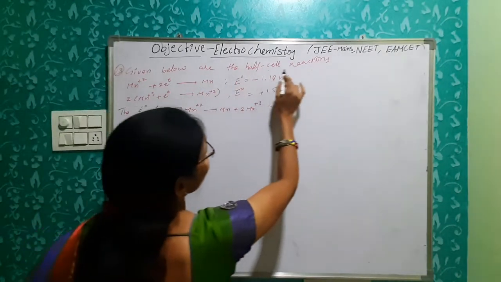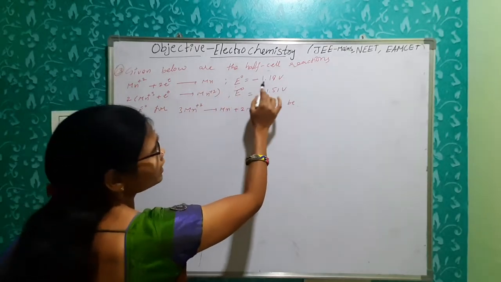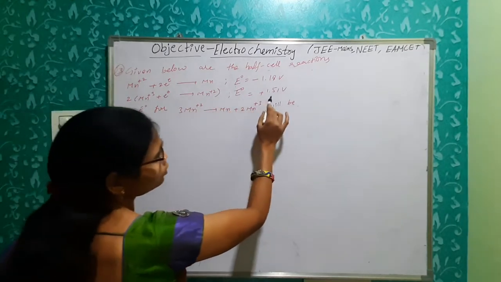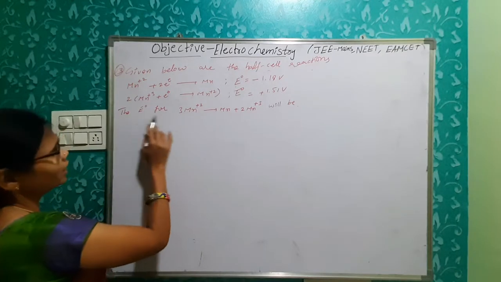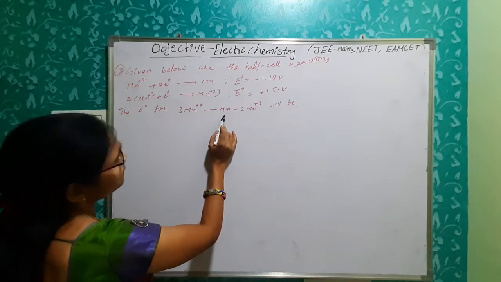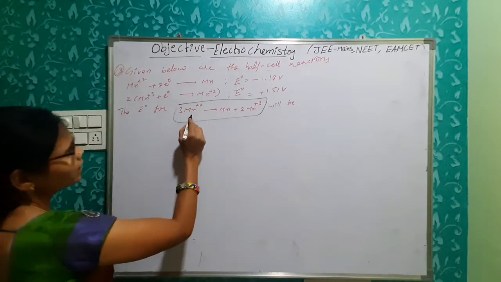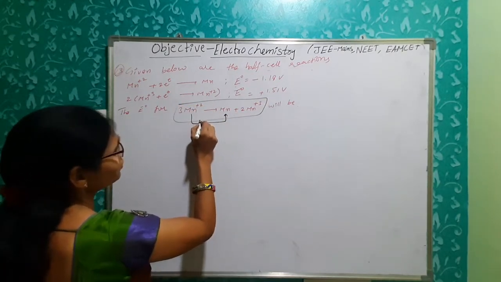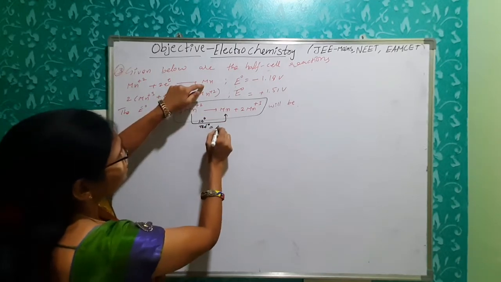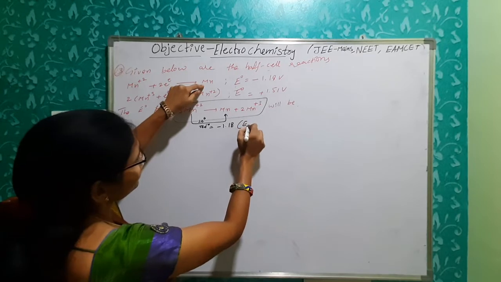Given below are the half cell reactions: Mn²⁺ plus 2 electrons gives Mn, standard electrode potential minus 1.18 volts. Mn³⁺ plus 1 electron gives Mn²⁺, standard electrode potential 1.51 volts. Then E naught for the Mn²⁺ to Mn and Mn³⁺ will be... Okay, so here Mn²⁺ to Mn means gaining 2 electrons, which means reduction. That reduction takes place at the cathode, so this is taken as E cathode.